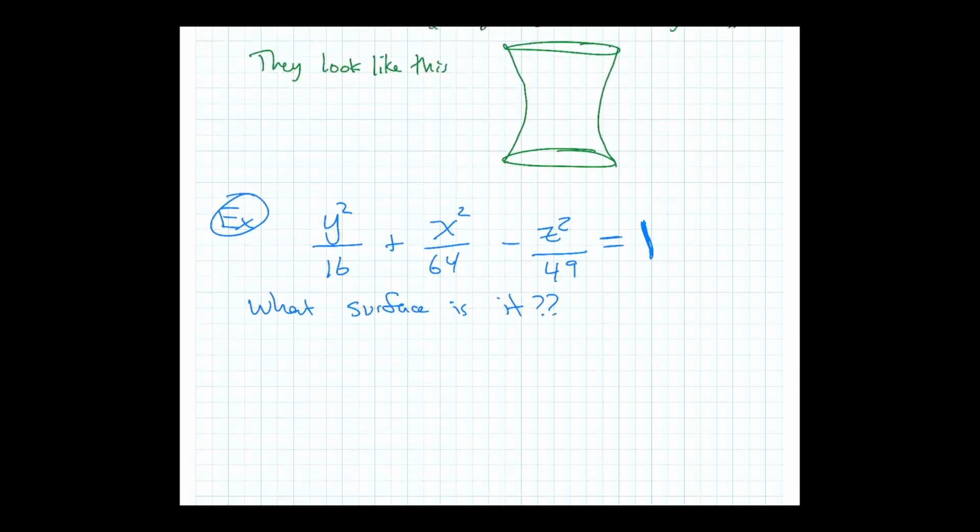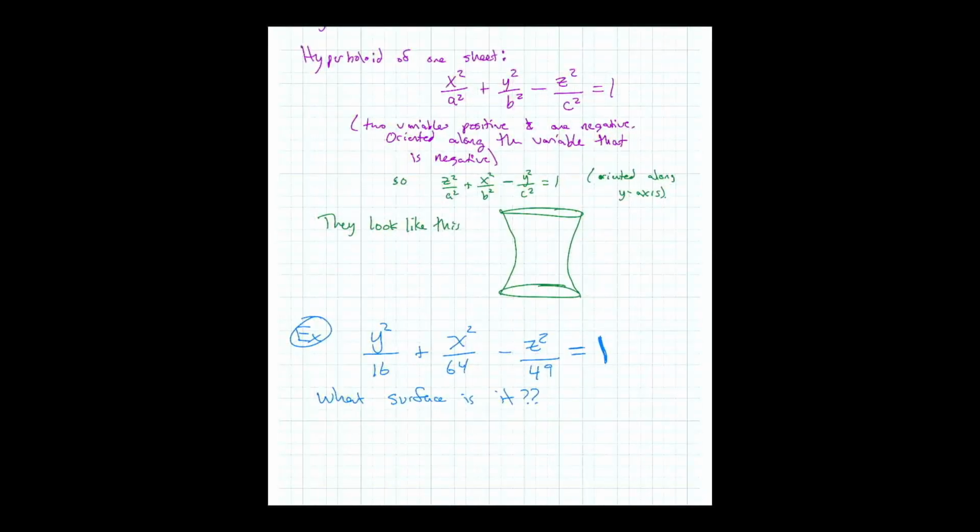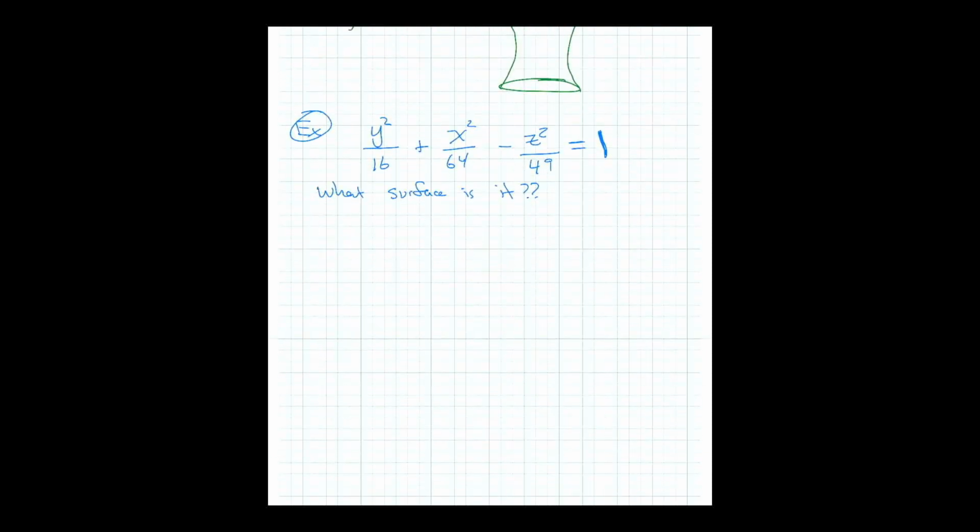You should be able to look at this now and recognize: second degree, second degree, second degree, positive, positive, negative. That means it's a hyperboloid of one sheet. And the variable that's different, the one that's negative, is z. So that's oriented along the z-axis. You should be able to use that information and say hyperboloid of one sheet oriented along the z-axis. Now, having said that, we're going to plot it.